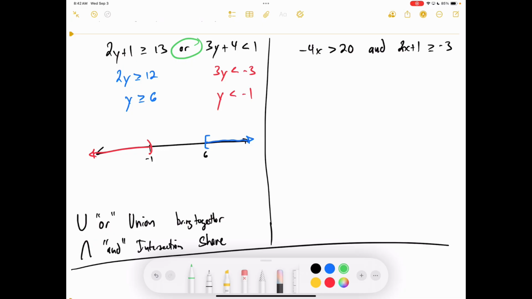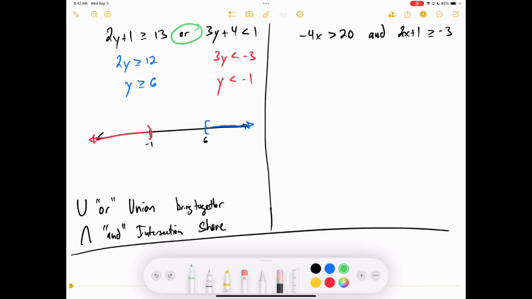So what this is saying is my answer could be the red or the blue line. It's bringing them both together. Either answer will work. Basically, it's saying if I do the blue line, this one works, it's good, even if this one doesn't work. Or this one could work and this one doesn't work. It doesn't matter as long as one or the other work, okay?